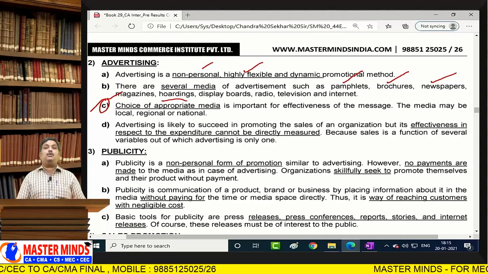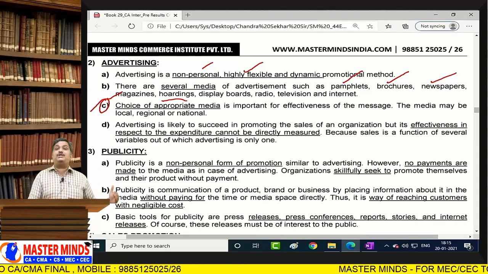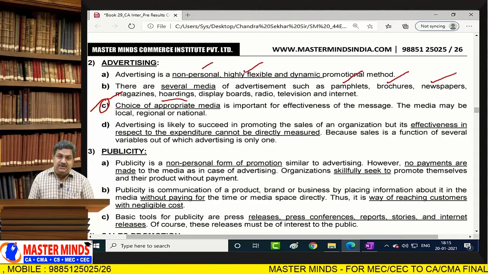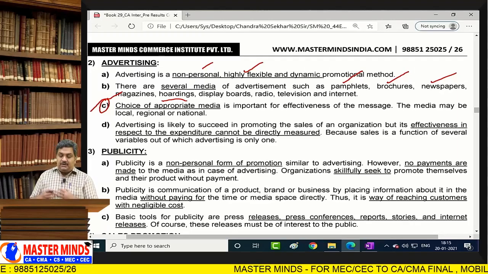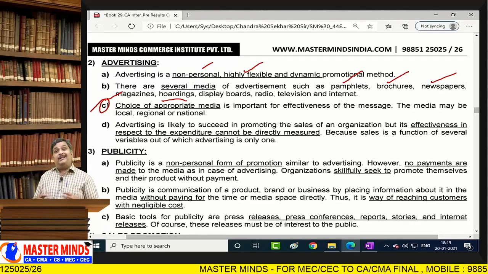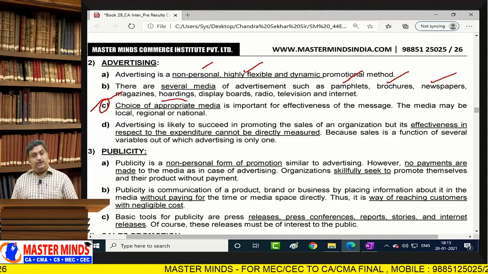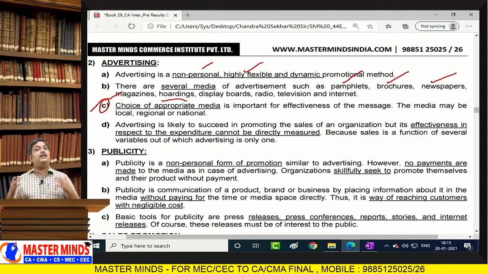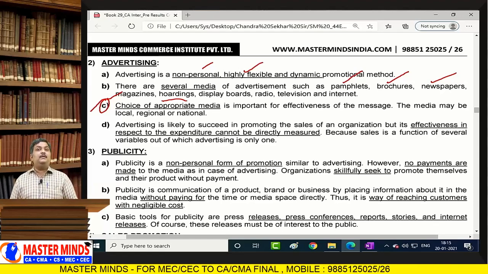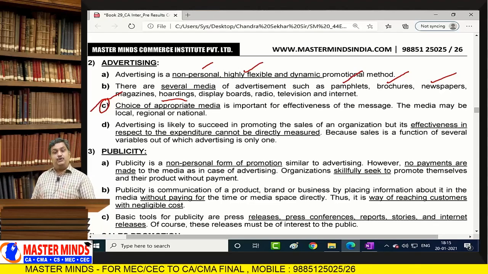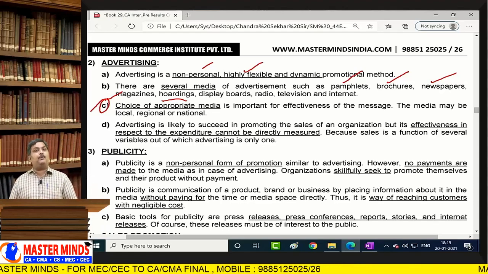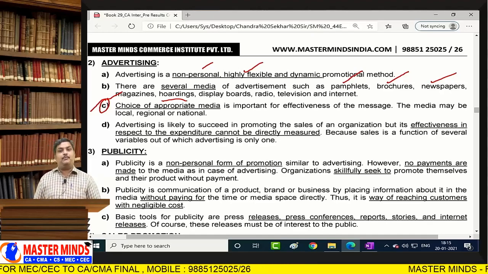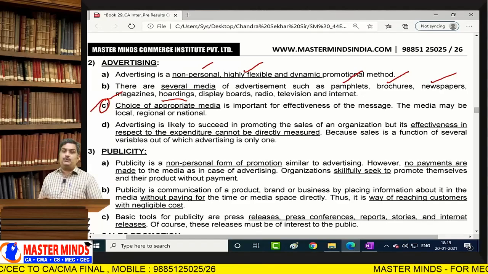For example, if your target audience are not watching TV, then what is the use of advertising in a TV channel? It is of no use. So that you need to find out. And again, what is your market coverage? Do you want to cover the local market or a regional market or a national or international market? That you need to find out. Basing on that, which media is more appropriate? Newspaper is more appropriate, or pamphlet is more appropriate, or local channels are more appropriate, or national channels are more appropriate. Basing on that, you have to choose.